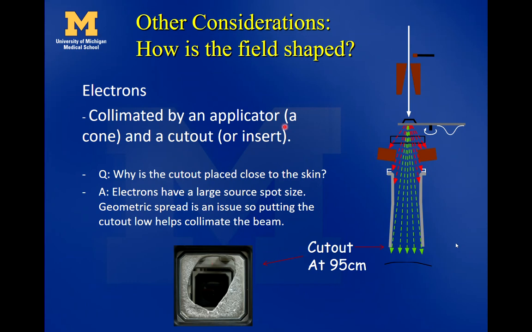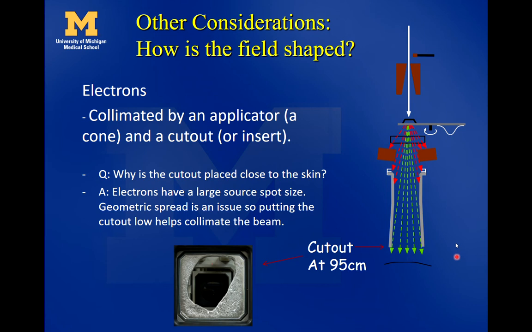Some other considerations. Electrons are collimated by an applicator. It has a cone and a cutout or insert. This is looking up through the bottom. The cutout is placed at 95 centimeters. And you can ask the question, we could place this cutout anywhere we wanted, right? We could design the Linac to have the cutout up here instead of down here. So why is the cutout so low and placed so close to the patient's skin surface?